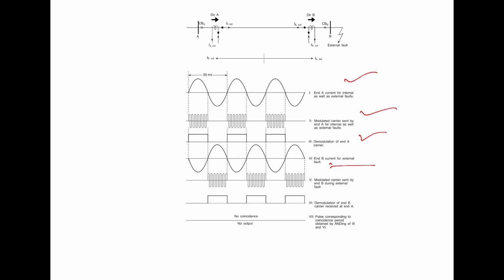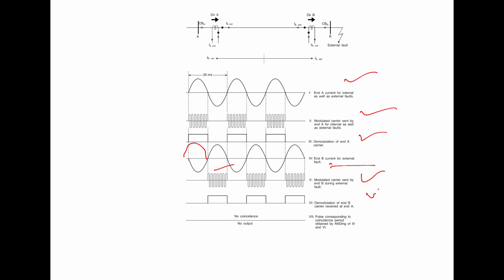From this what we observed is that the fault is external, so the direction of the current changes, so it is 180 degrees out of phase. Previously it was here, now it is here, so they are 180 degrees out of phase. So here we have the modulated carrier sent by the end B during the external fault, and the demodulation of the end B carrier recovered at the end A. Because of the phase shift, the demodulated square waves do not have any coincidence at all, or the coincidence period in this case is nearly 0.